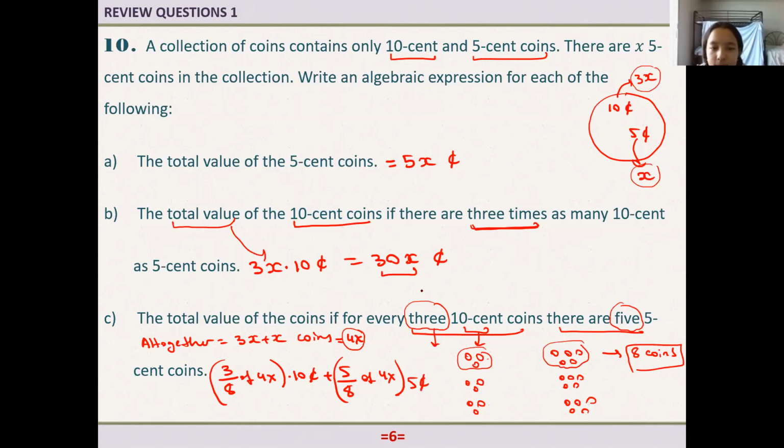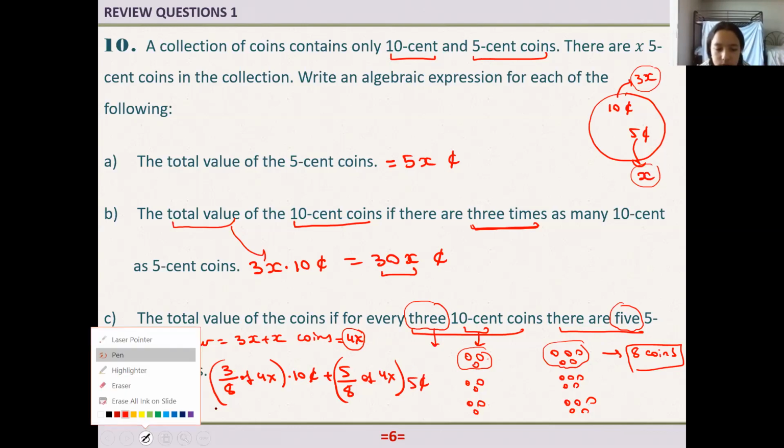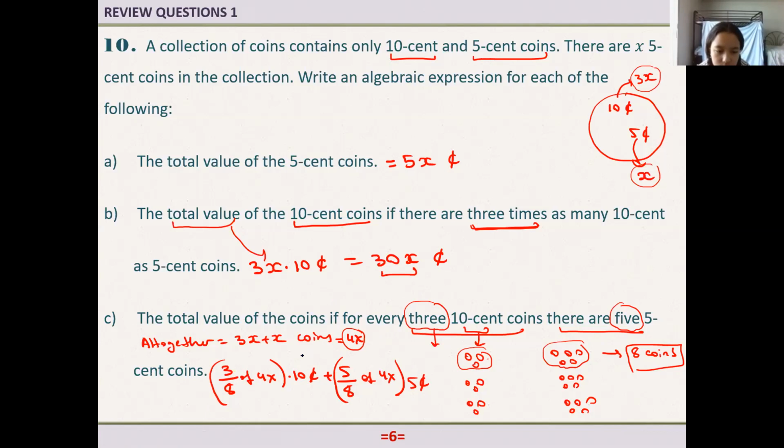So now we need to simplify this. Here we have 3 times 4, right? I can write it as 3 times 4 over 8x, and here we have times 10 because of this 10. Plus, here we have 5 times 4 over 8 times x times 5.